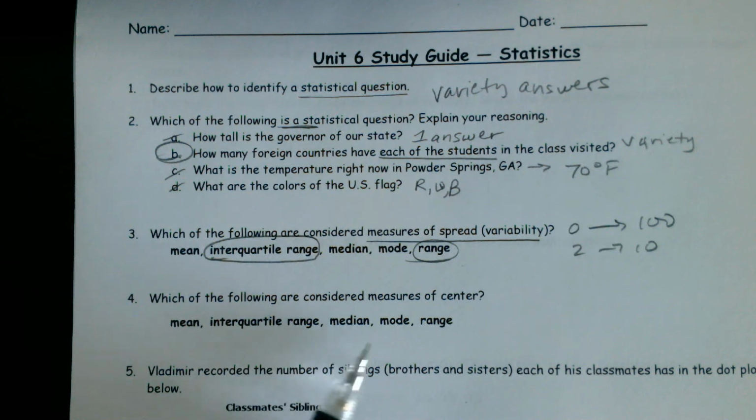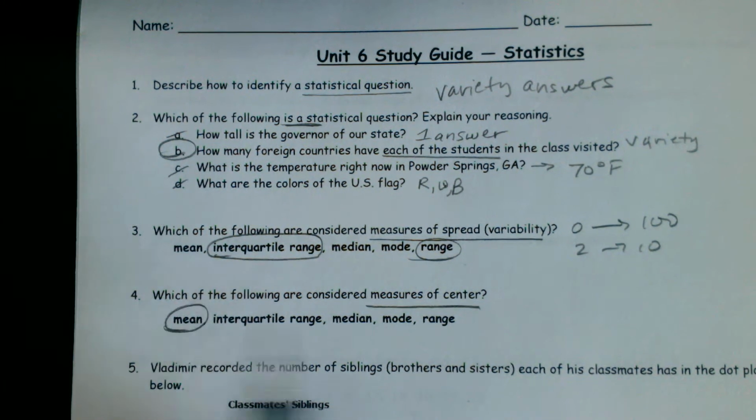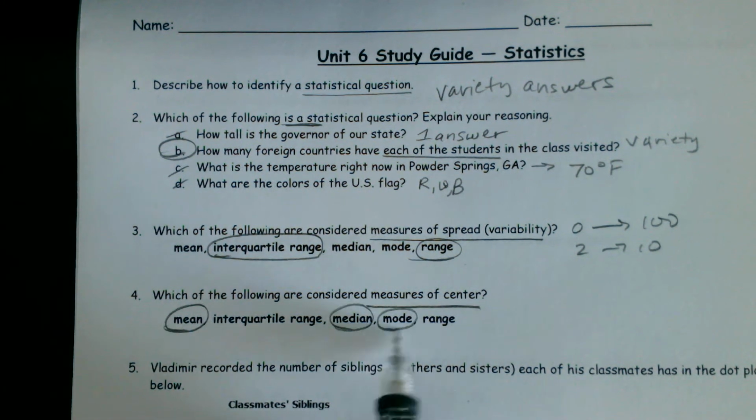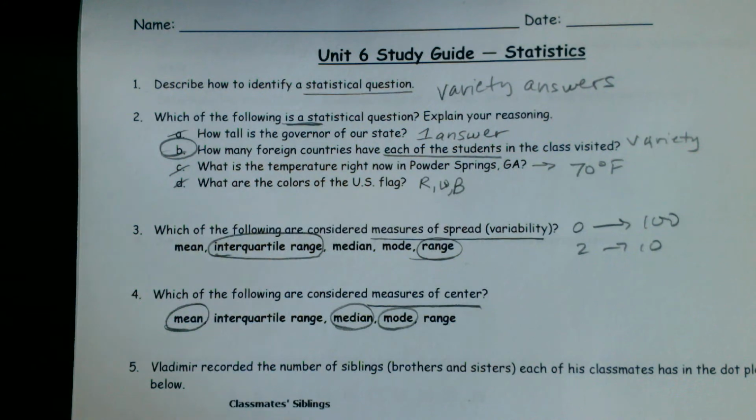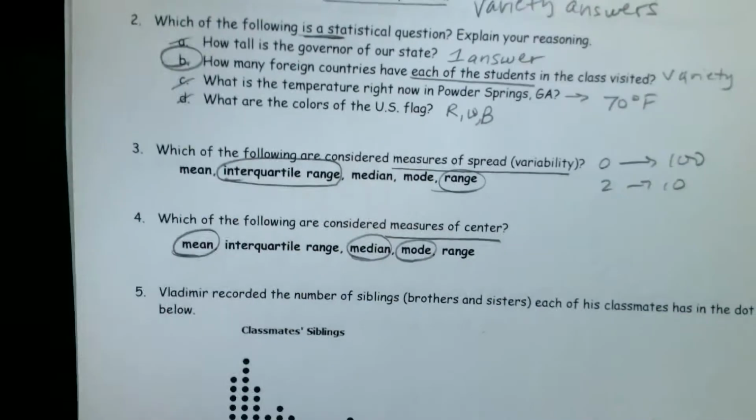Okay, which of the following are considered measures of center? So measures of center. What's in the middle? What's the average? What's the most common? That's where you're going to use mean, median, and mode. Okay, so measures of center, measures of spread. Two totally different things. So it makes you understand why we learn these things.